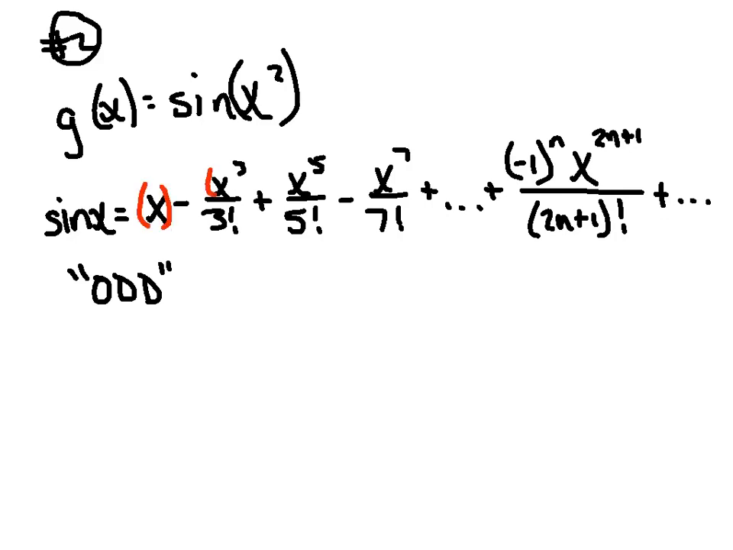Every time I see an x, right here, here, here, and here, I'm going to substitute an x squared into those places. And then once I substitute that x squared, I can begin multiplying the exponents. I might do this one a little faster than the last one. My first term is going to become simply x squared.